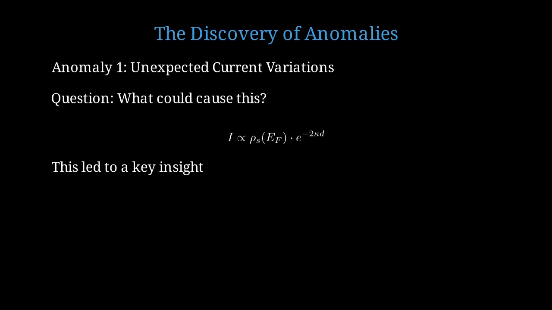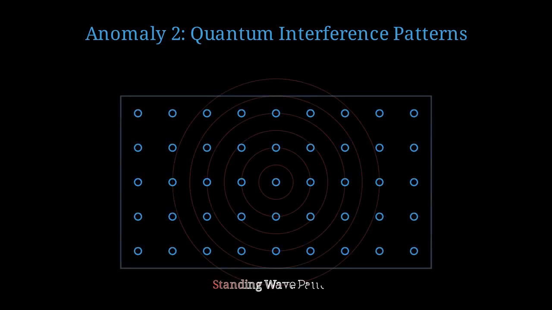This was revolutionary. The second major anomaly appeared when scanning certain surfaces. Regular oscillating patterns appeared that had no correspondence to the atomic lattice. These patterns looked like ripples on a pond, concentric circles emanating from surface defects or step edges. What were they seeing?